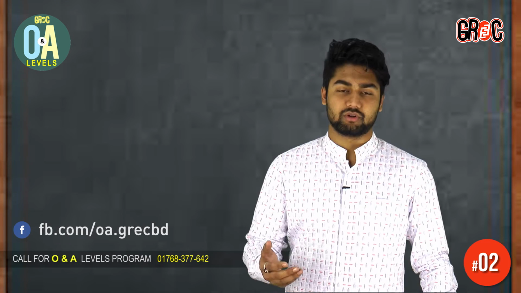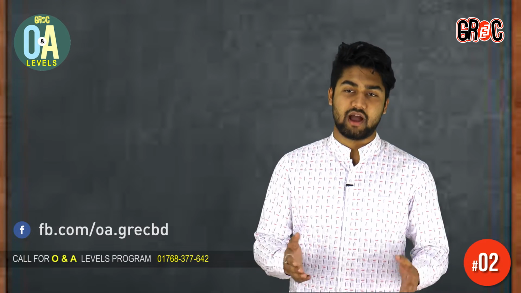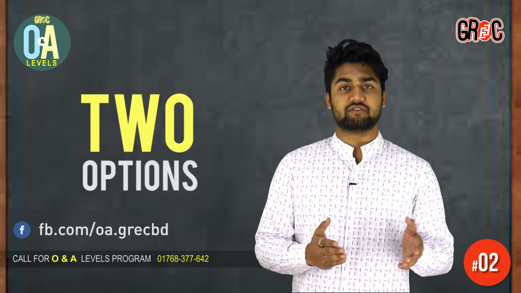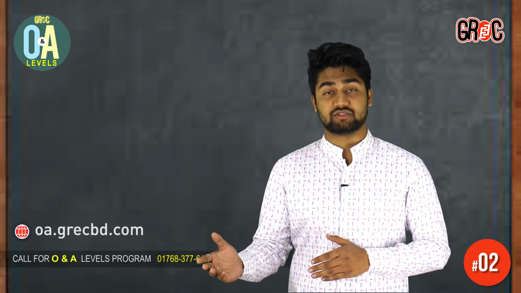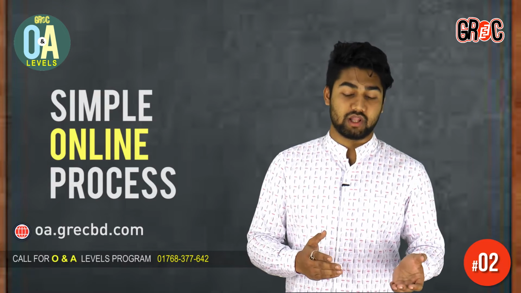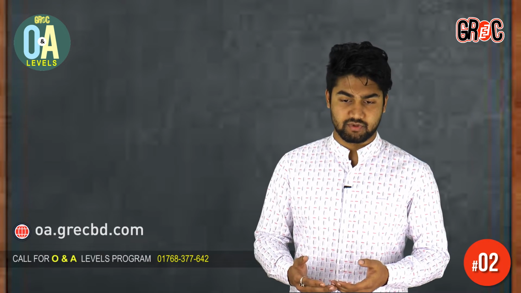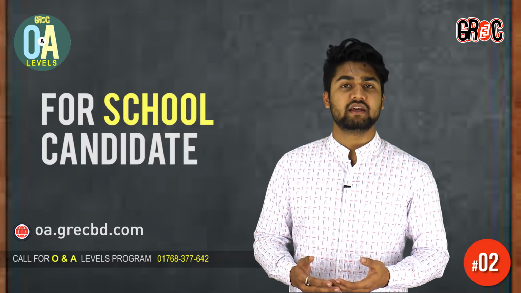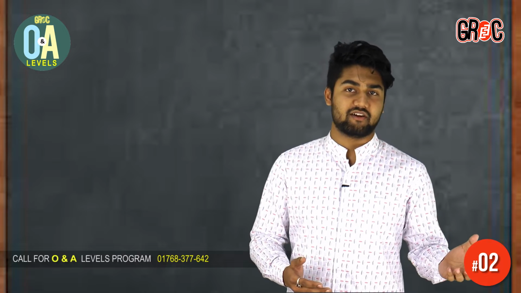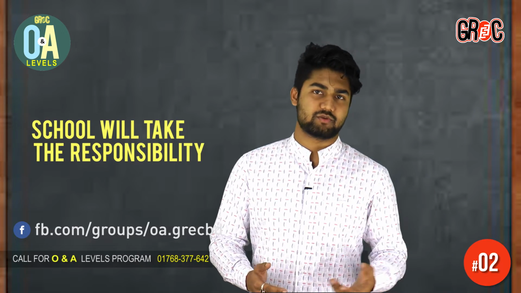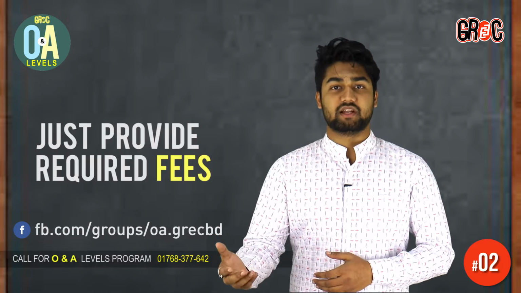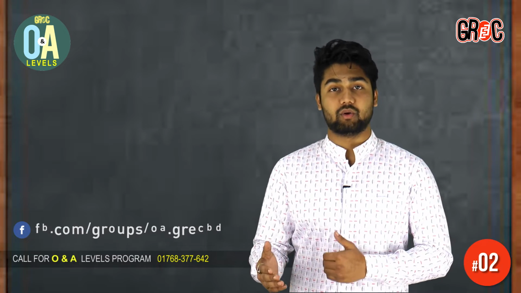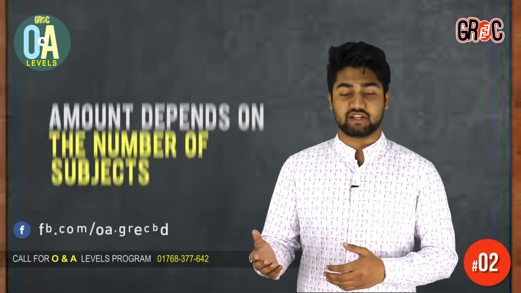So here's the deal. For the O-level registration, you have two options. If you're a private candidate, then the registration has to be done from the British Council, which you can simply do online for the initial registration procedures. But if you're a school candidate, your school will have most of the responsibilities. Your only responsibility will be to provide them with the amount of money, which depends on the number of subjects you're sitting for.